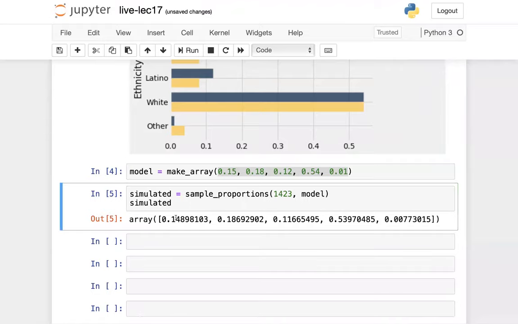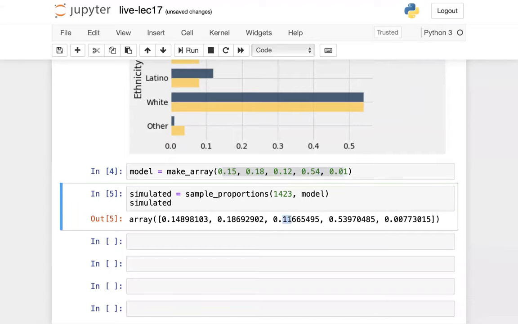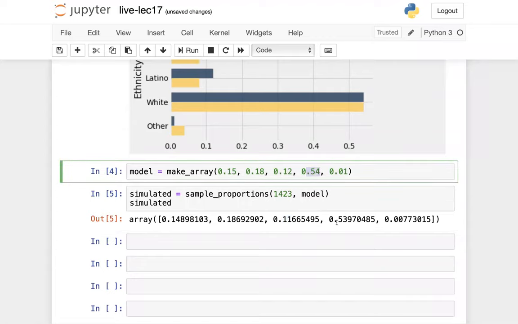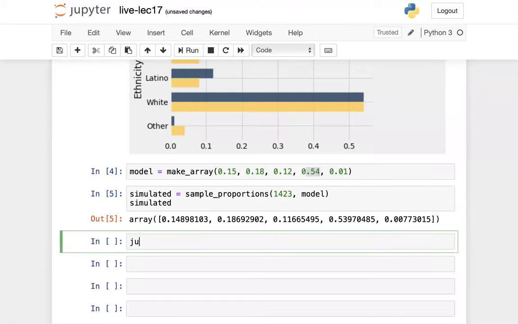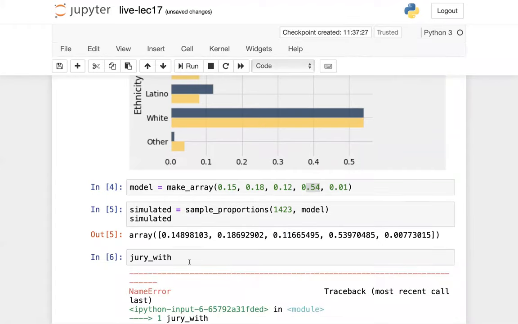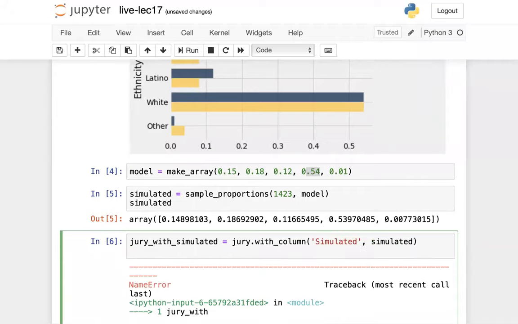We can see here that this is pretty similar to the proportions of the eligible population, right? They're not differing too much. Latino was supposed to be 12%, we got 11%, that's pretty close. White was supposed to be 54%, we got 53.9%, so pretty close. Then we can add this back into our table and take a look at all of them side by side. So we'll do jury_with_simulated equals jury.with_column, let's call this simulated, and we'll pass in our single simulated jury panel. Then let's look at all this together now.